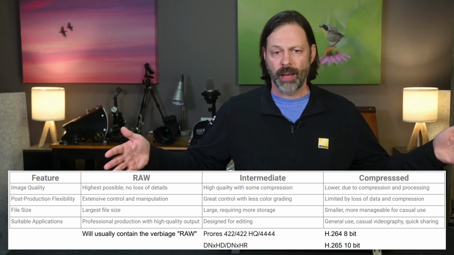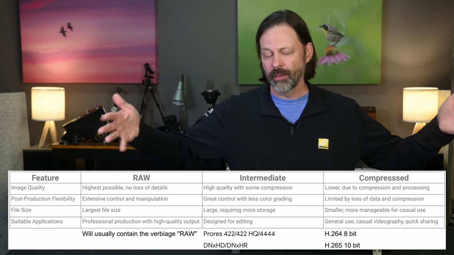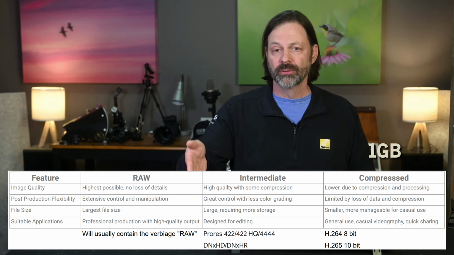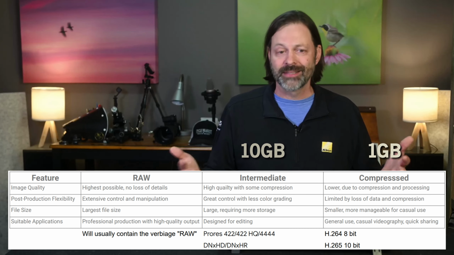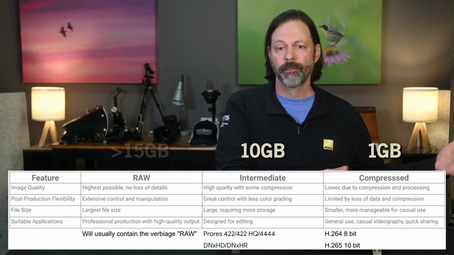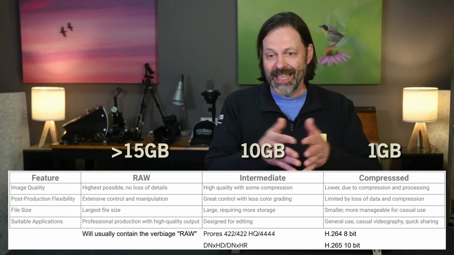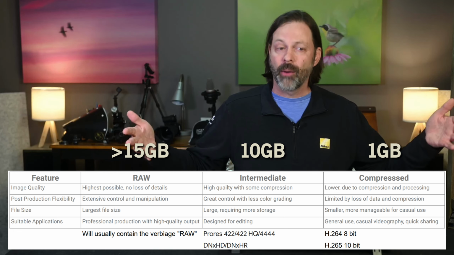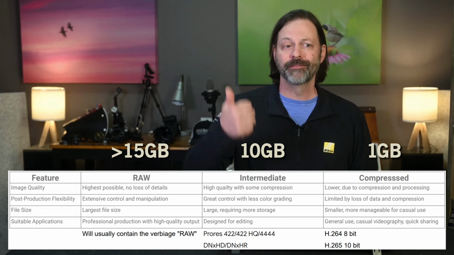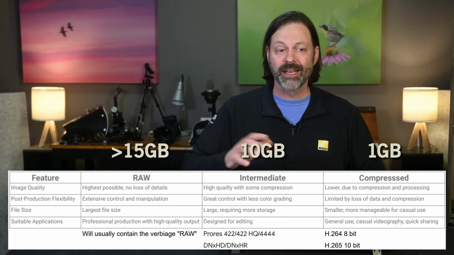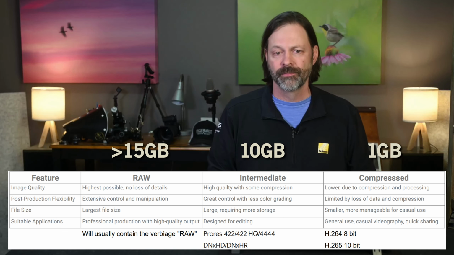So the chart down below, I'll use a 1 gigabyte example. If I've got a 1 gig file for a compressed format, it could be a 10 gig file for mezzanine, and it could be a 15 gig file for RAW. That's the average across those three. However, it's also relative to the frame rate and the resolution. Because at the end of the day, all of this is data.